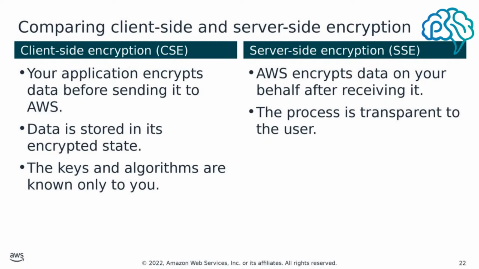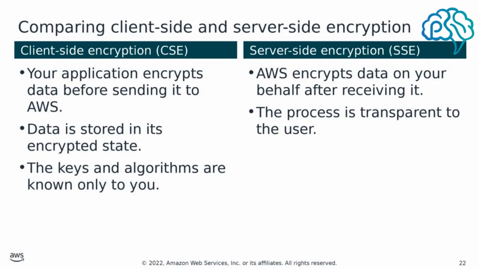Now, if we look at comparing the client side and the server side protections here, we can use client side encryption, CSE, or server side encryption, SSE, to encrypt your data. And there are some differences. With client side encryption, your application encrypts data locally before you submit it to AWS, and you decrypt the data after receiving it from AWS.